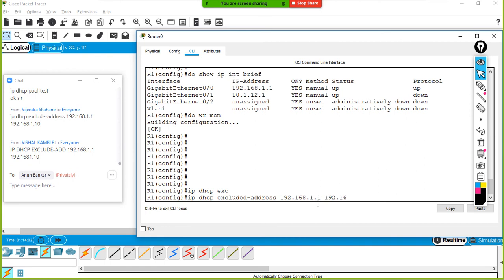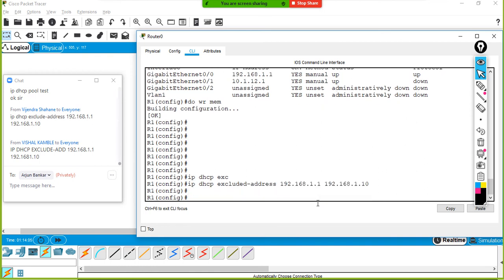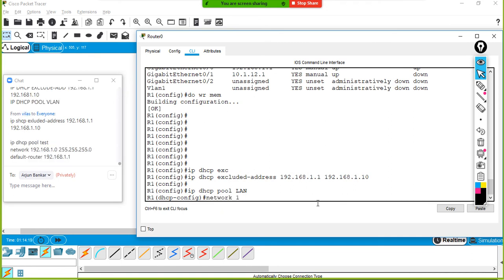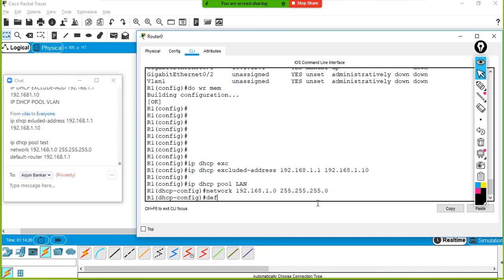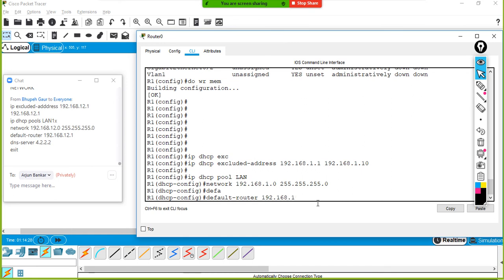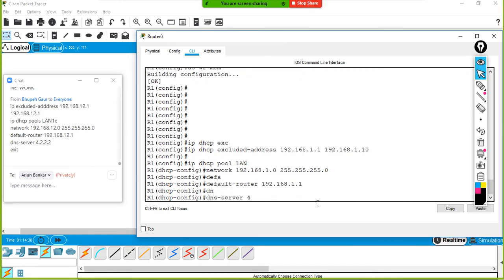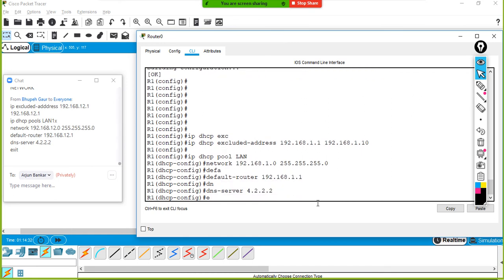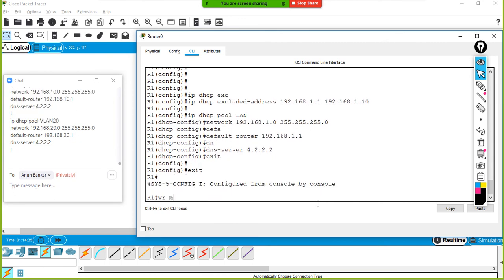192.168.1.1 and 192.168.1.10. Then after this, we are going to configure the pool, right? IP DHCP pool. Then I'm going to say the pool name, let's say LAN. Then after that, network 192.168.1.0, then 255.255.255.0. Then default router is 192.168.1.1. Then DNS server is 4.2.2.2. That's good. One shot, he did it, guys.